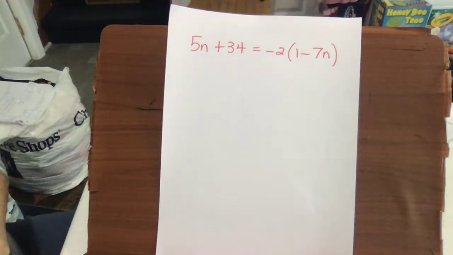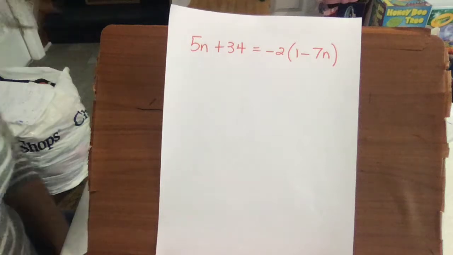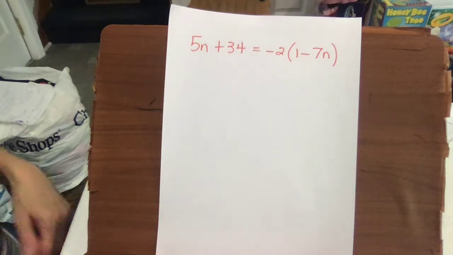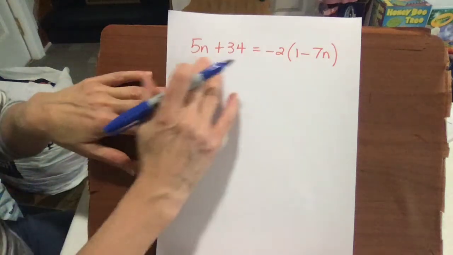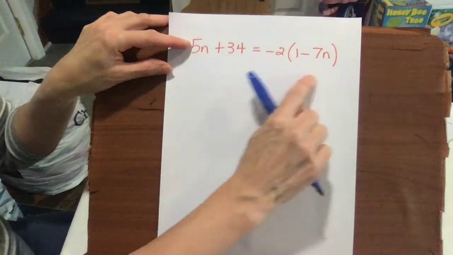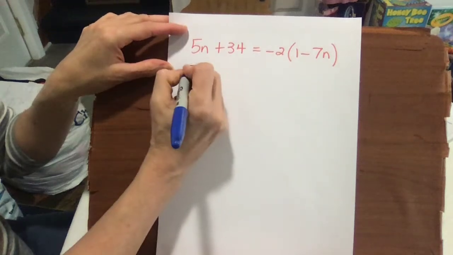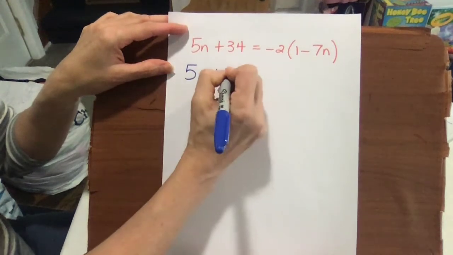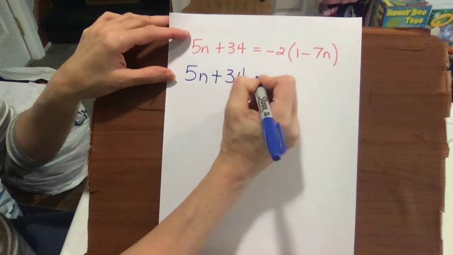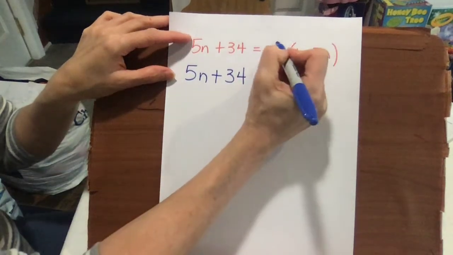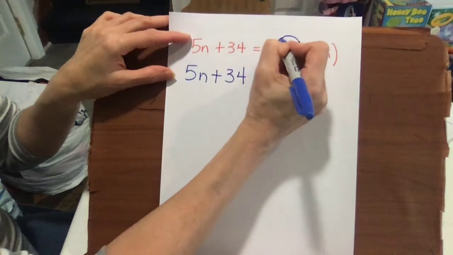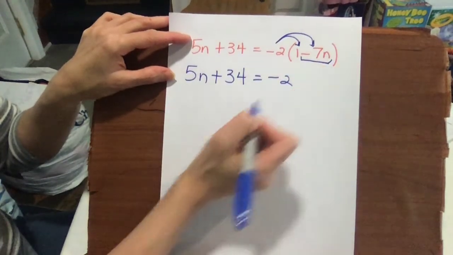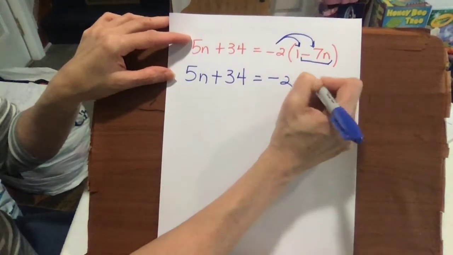And the last problem, 5n plus 34 equals negative 2 times the quantity 1 minus 7n. Again here, nothing to combine on the right, distributing on the left. So we rewrite the right-hand side and bring down 5n plus 34 equals negative 2 times positive 1 is negative 2. Negative 2 times a negative 7n is positive 14n.